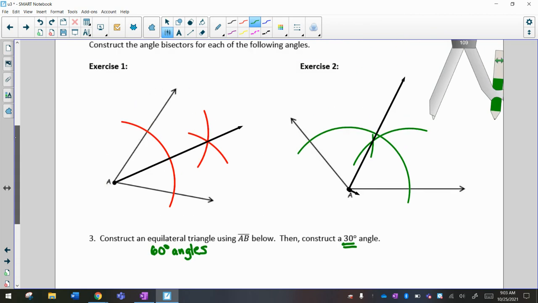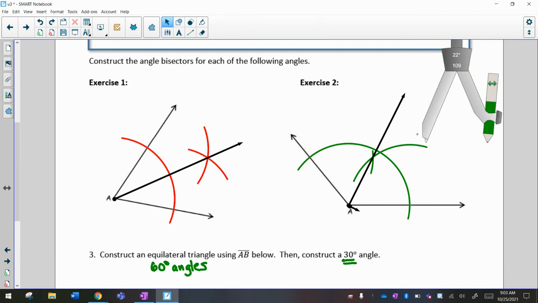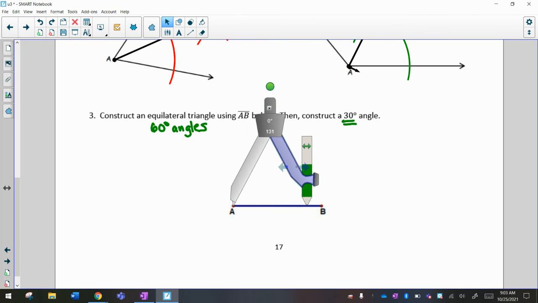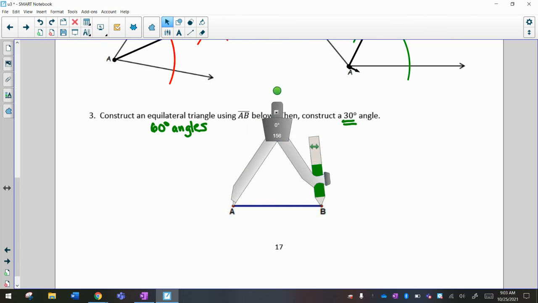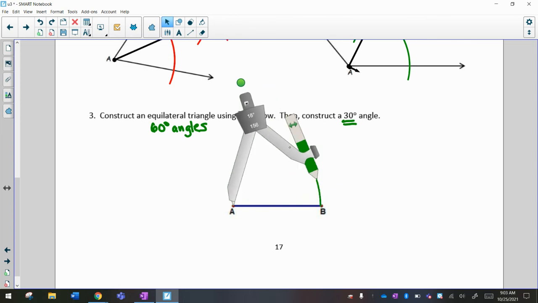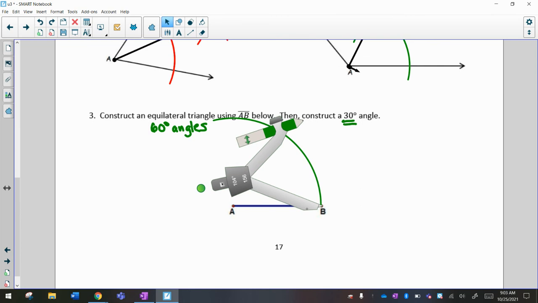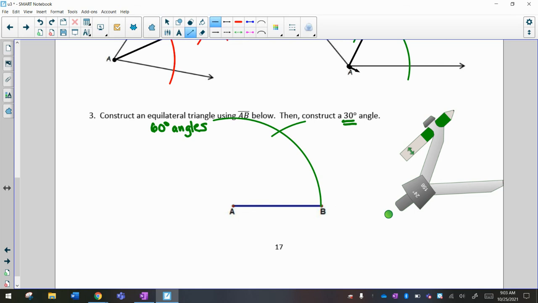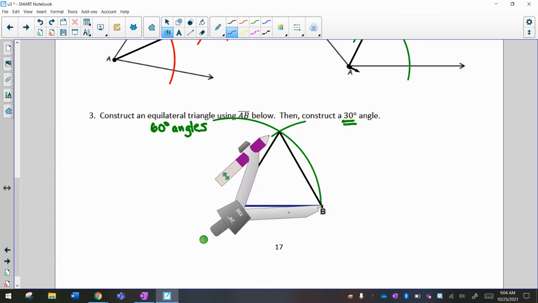So I am going to grab my compass again and think about how we made an equilateral. To make an equilateral, we opened it the entire width of the line and said, okay, I want three sides with a length of AB. So I'm going to draw one arc up, draw another arc so that it hits the first one, and then connect the endpoints to there. That and that. So now I have a perfect equilateral triangle, and if I want a 30-degree angle, I just need to bisect one of those angles. So let's bisect angle B.